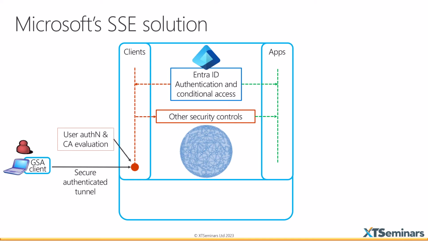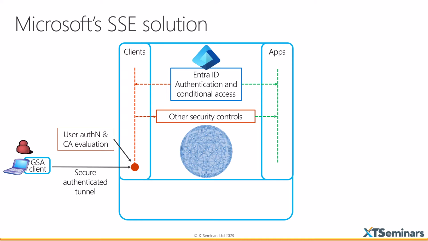Now, on the connection, we've got this secure authenticated tunnel established, and I'll go through the details of that tunnel in another video. The user is authenticated, and I've also got CA evaluation. CA evaluation is where's the user coming from, what's the device they're at, is the device compliant, and so on. We can check all of that. Really rich, secure evaluation.